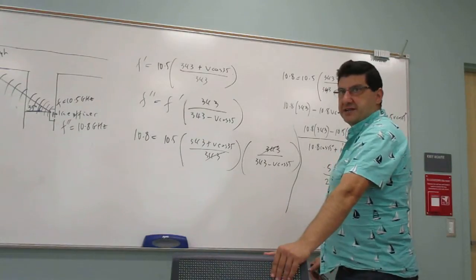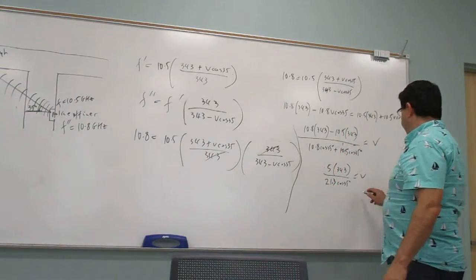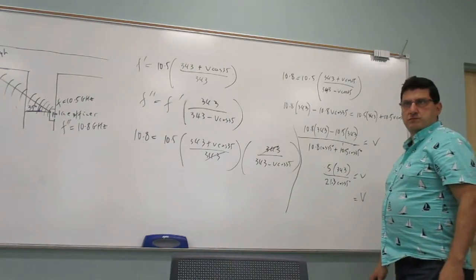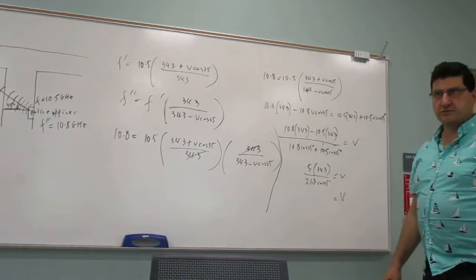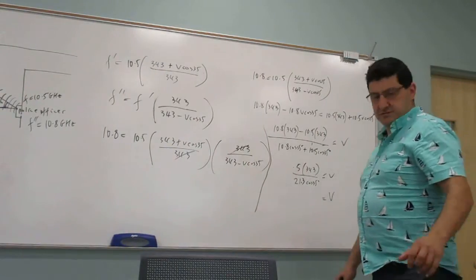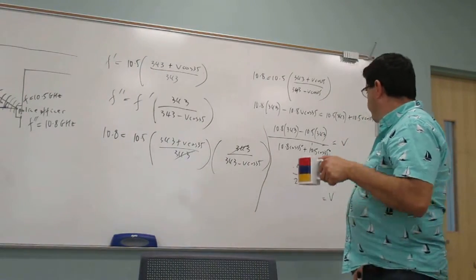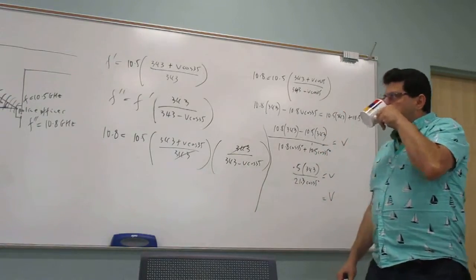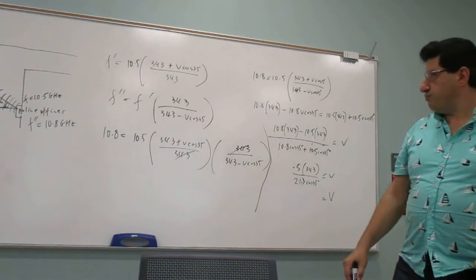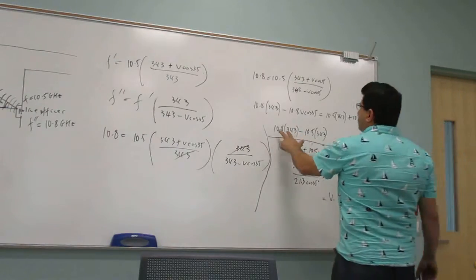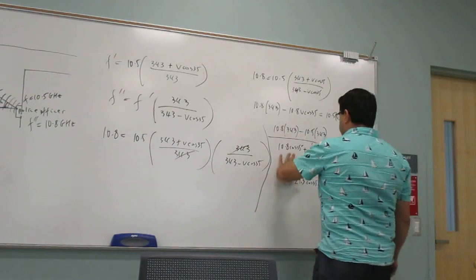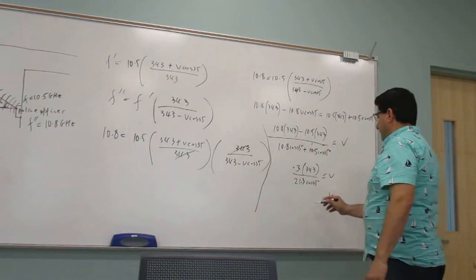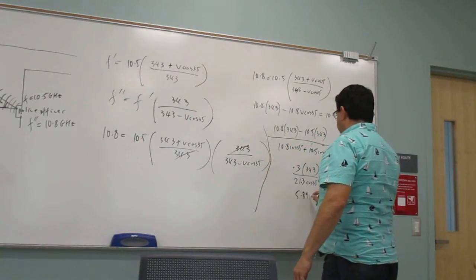So what is the velocity? What answer do you get? Should it be 0.5 or 0.3? 10.8 minus 10.5. Oh yeah, 0.3. I got 5.89. 5.89 meters per second.